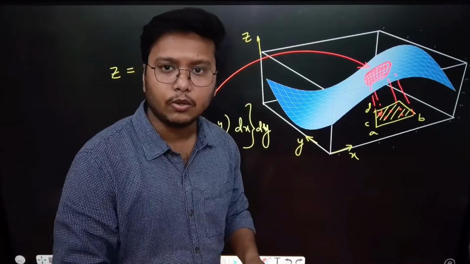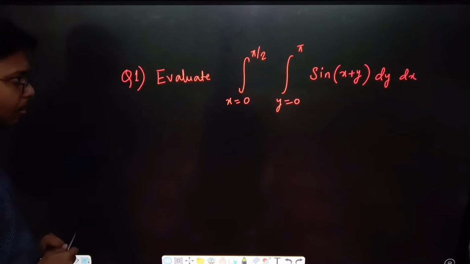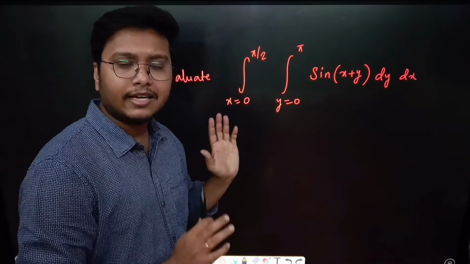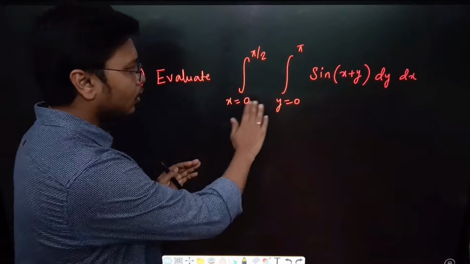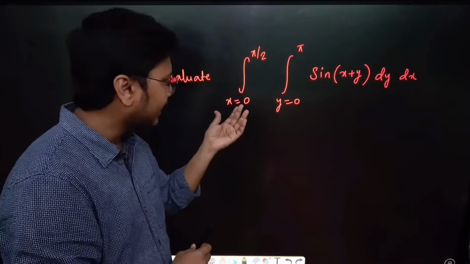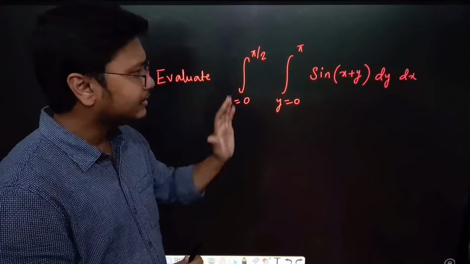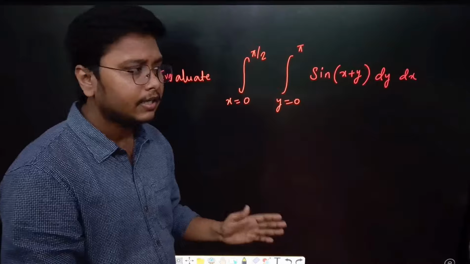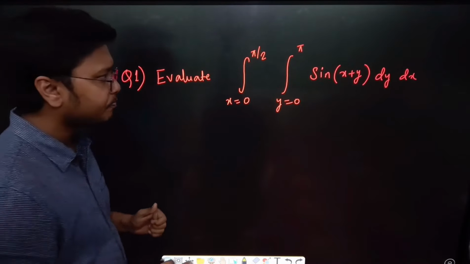So now let's quickly go into a particular kind of problem where the x and y limits are in definite form. That means they are not given as some other functions: y is not a function of x or x is not a function of y. They are just simple definite limits. So these kinds of problems are the easiest ones, and let's see how we can solve this.